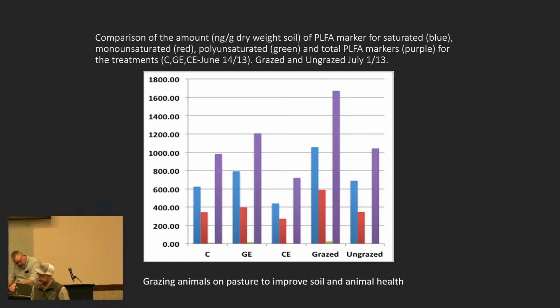So clipping is a C. Then we have a grazing exclosure, a clipping exclosure. Then we have grazed and we have ungrazed. So we stop the grazing and then just let it grow. And when you look at that purple bar, which is the total number of organisms in that soil, look at what happens when that's grazed. Way better than clipping, way better than the exclosure, which never had any grazing. And then when we have grazed and then we stopped it, which is ungrazed, then we actually have a really nice example too.